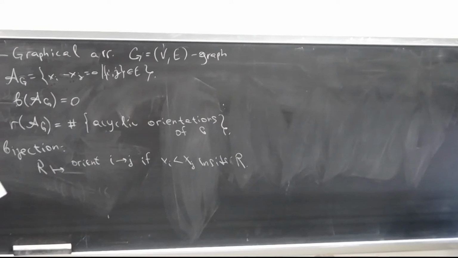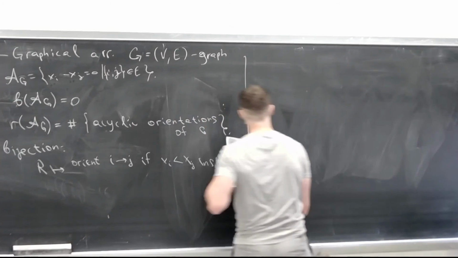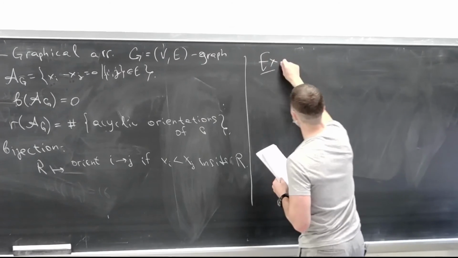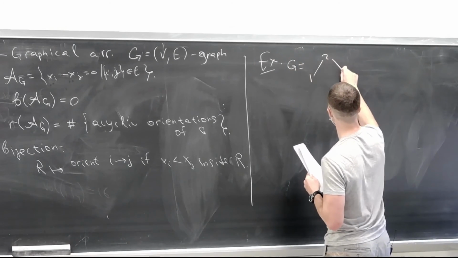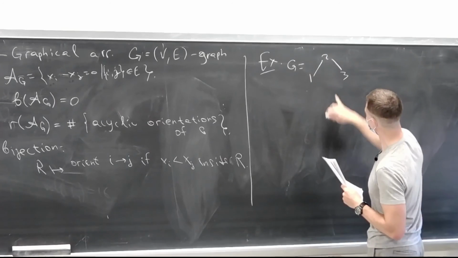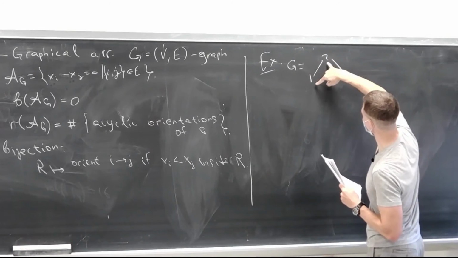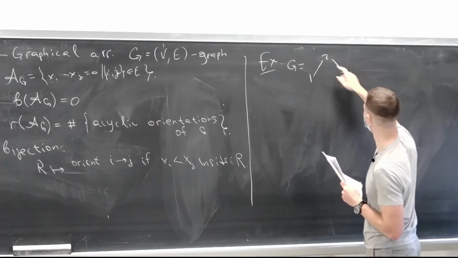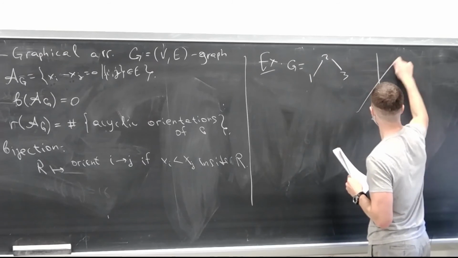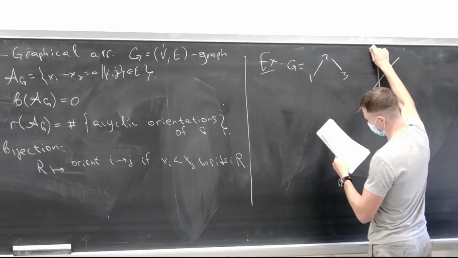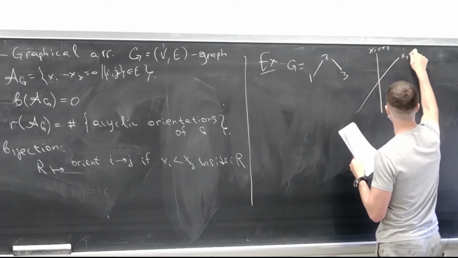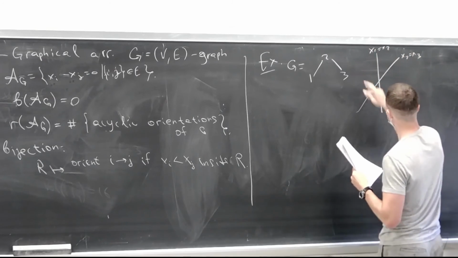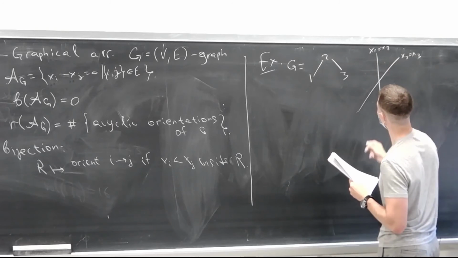So perhaps I should draw an example. Here's an example. Let's say my graph looks like this: 1, 2, 3. So my hyperplane arrangement is going to have two hyperplanes, x1 equals x2, or x2 equals x3. And indeed, I have four regions.